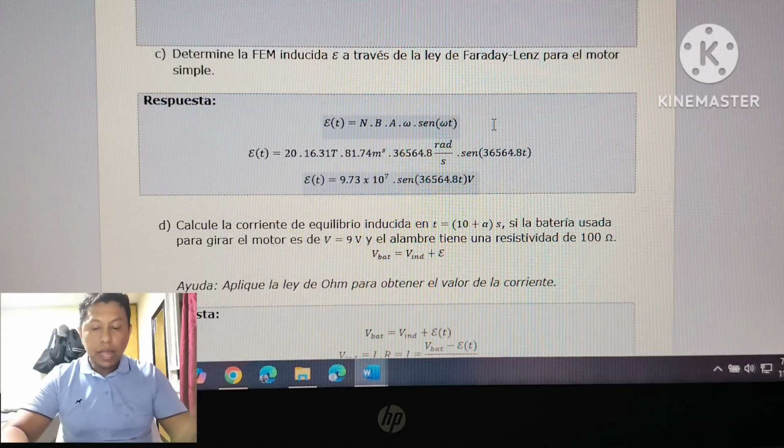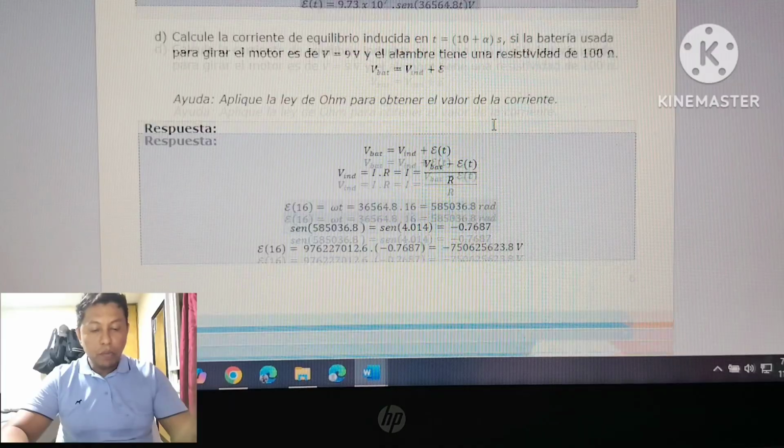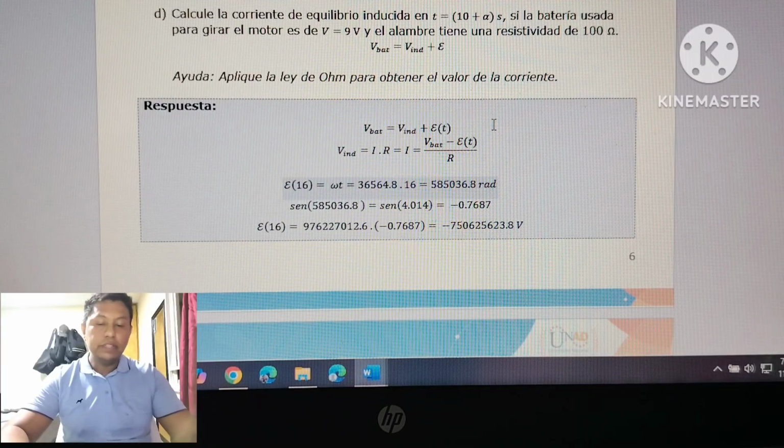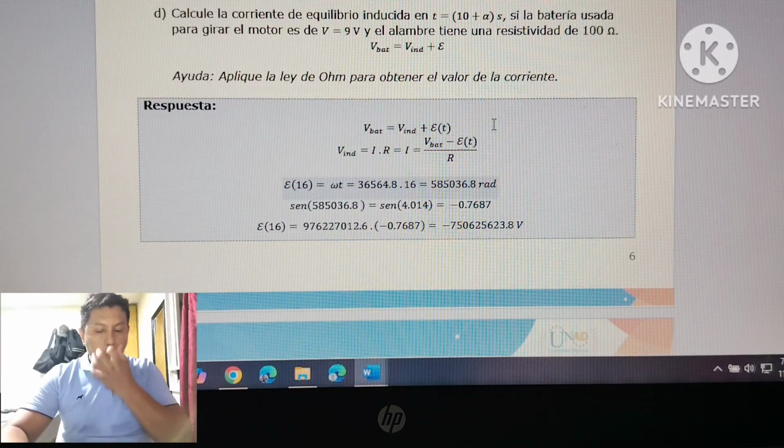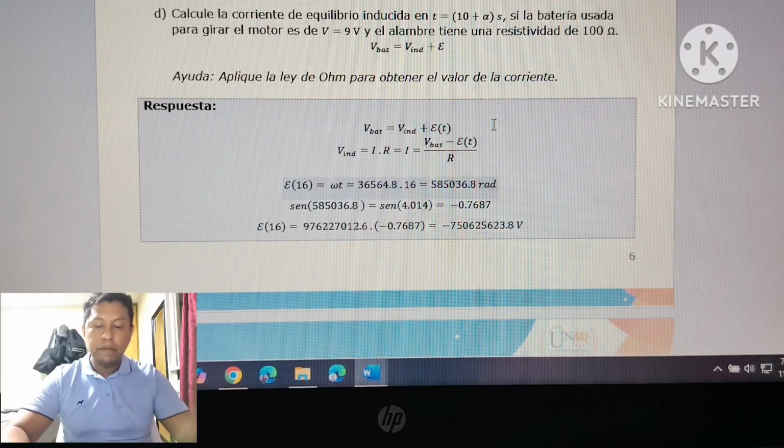Finally, we calculate the induced current at the moment when the time equals 16 seconds. Using Ohm's law, the current is equal to the battery voltage minus the electromotive force, divided by the resistance. The battery has a voltage of 9 volts and the resistance is 100 ohms.